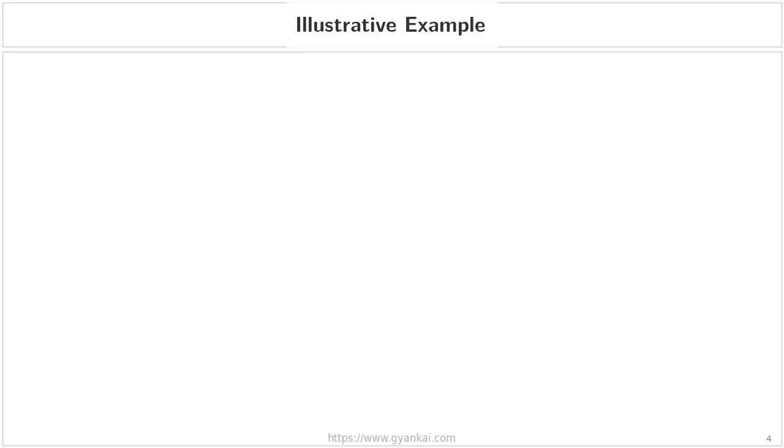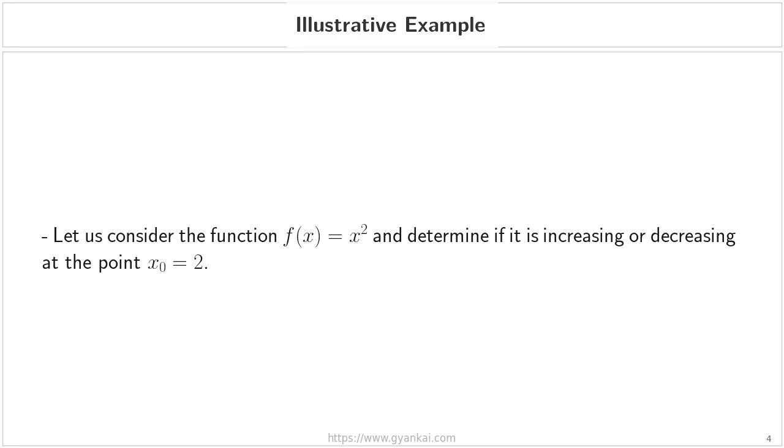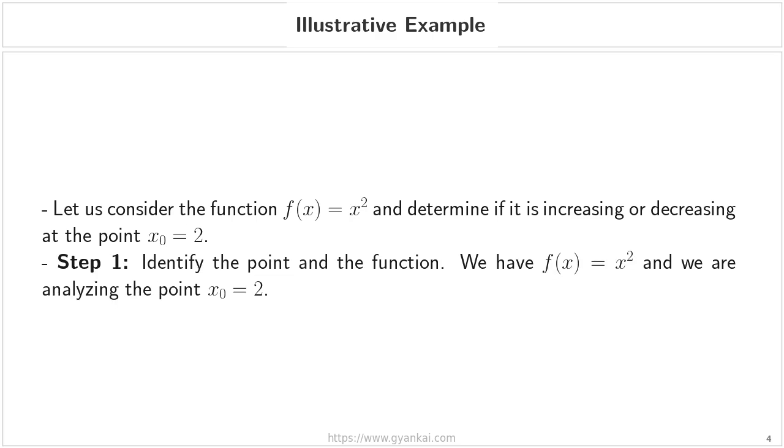Illustrative example. Now that we have discussed the formal definition and the hiker's analogy, let us apply these concepts to a concrete example to see how they work in practice. We will consider the function f of x equals x squared and determine whether it is increasing or decreasing at the specific point x0 equals 2. Starting with step 1, we simply identify our given components. Here, our function is f of x equals x squared, and the point we are analyzing is x0 equals 2.